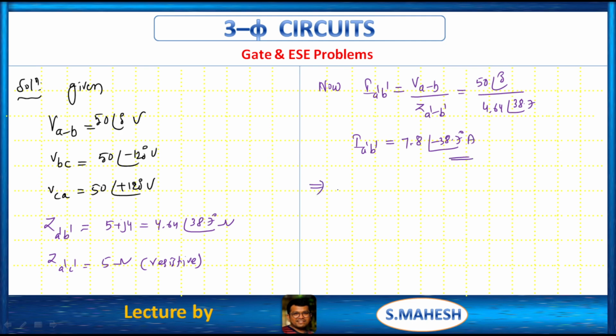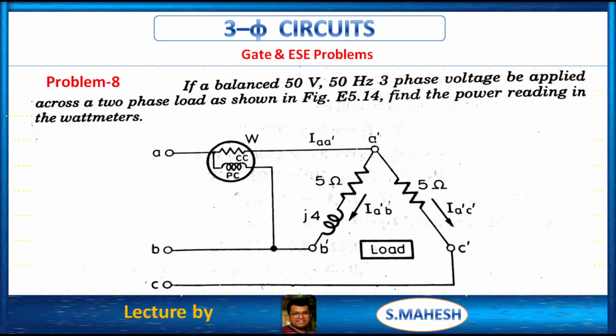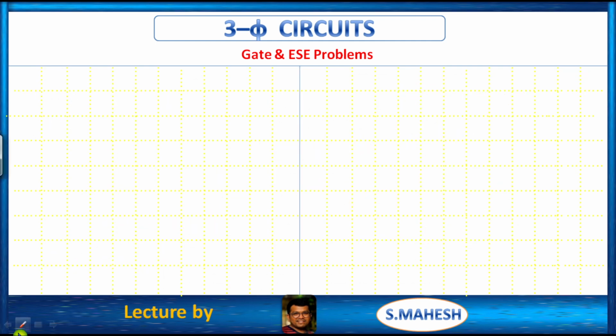Like that, IA'C', which is equals to VAC by 5, which is equals to minus 50 at 120 by 5, which is equals to minus 10 at an angle 120 degrees, right? Next we have to find the power reading in the wattmeter. We have to calculate IAA dash.